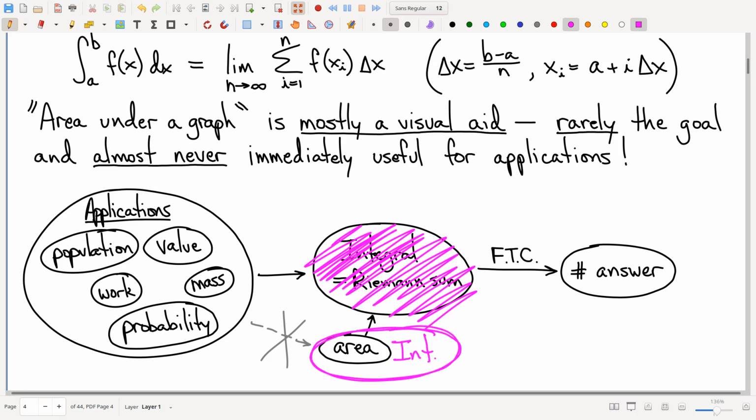like this. And it's very satisfying when you want to compute. If you're interested in just area under a graph, then great. You can draw some pictures and call this the fundamental theorem of calculus and get an answer. And everything seems fine and dandy until you try to apply this to a real-world scenario.